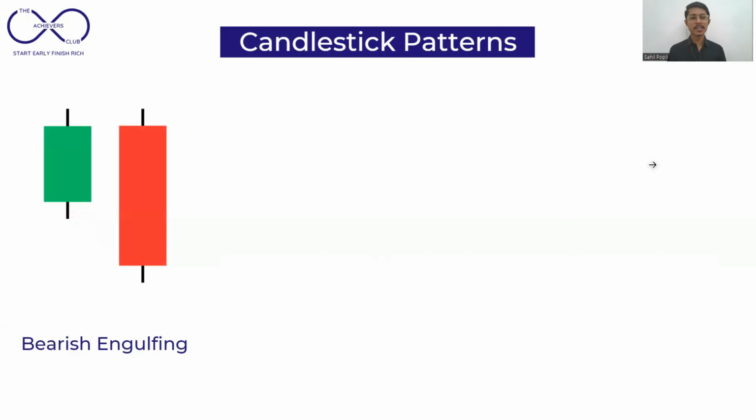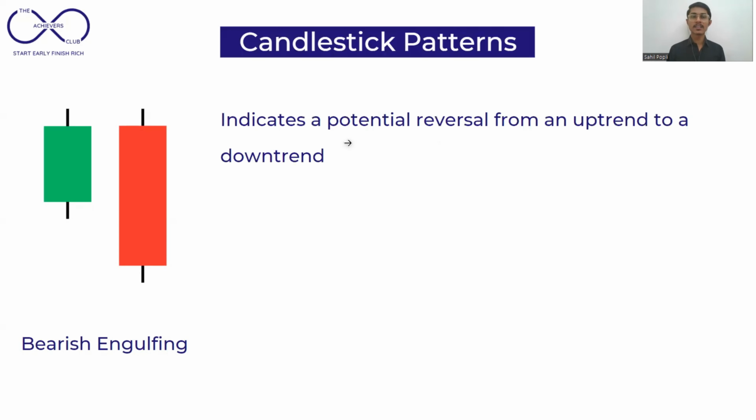to an uptrend. And the opposite is bearish engulfing, which means after an uptrend, if a big red body is formed and the red body is bigger than the last green candle, based on which that red candle engulfs the green candle, that is called a bearish engulfing. And this particular candle pattern indicates a potential reversal from an uptrend to a downtrend.